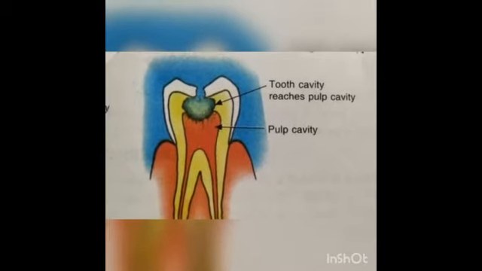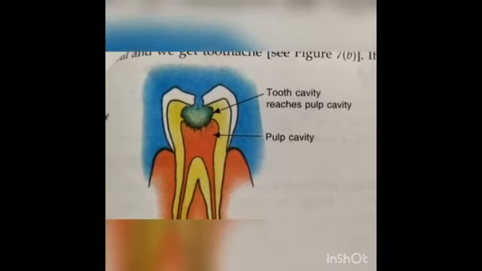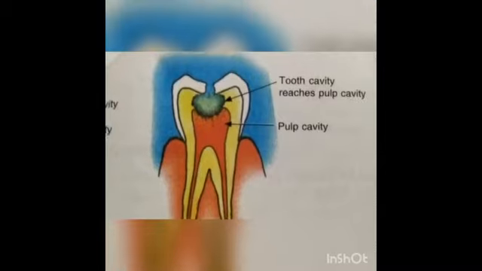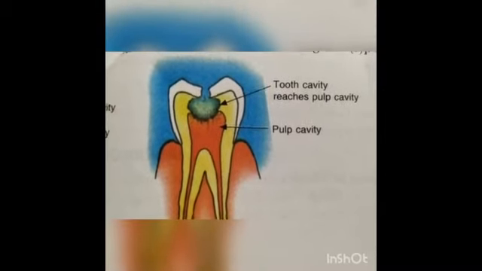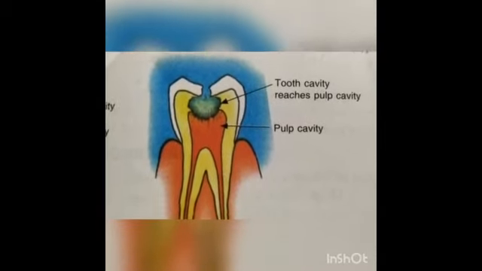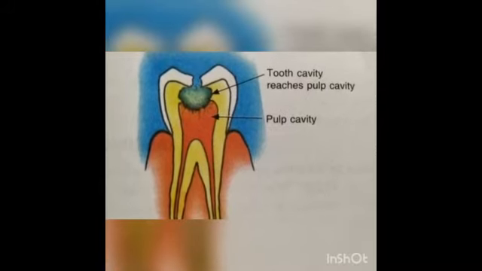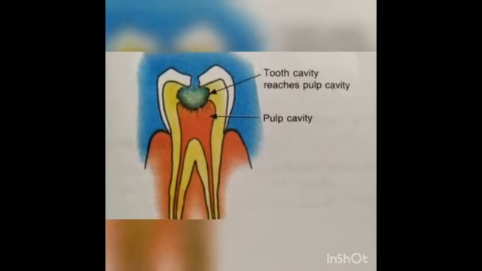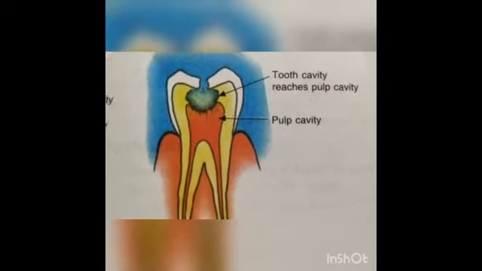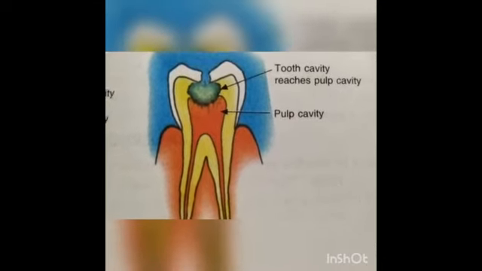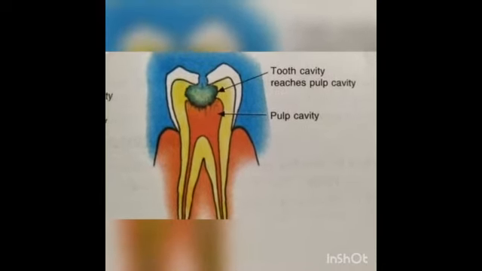teeth. We should eat less of sugary food such as sweets, chocolate, toffees, because whenever these sugary foods are present in our teeth, the bacteria present in the teeth produce acid that is harmful for teeth. So in this way we can prevent tooth decay.